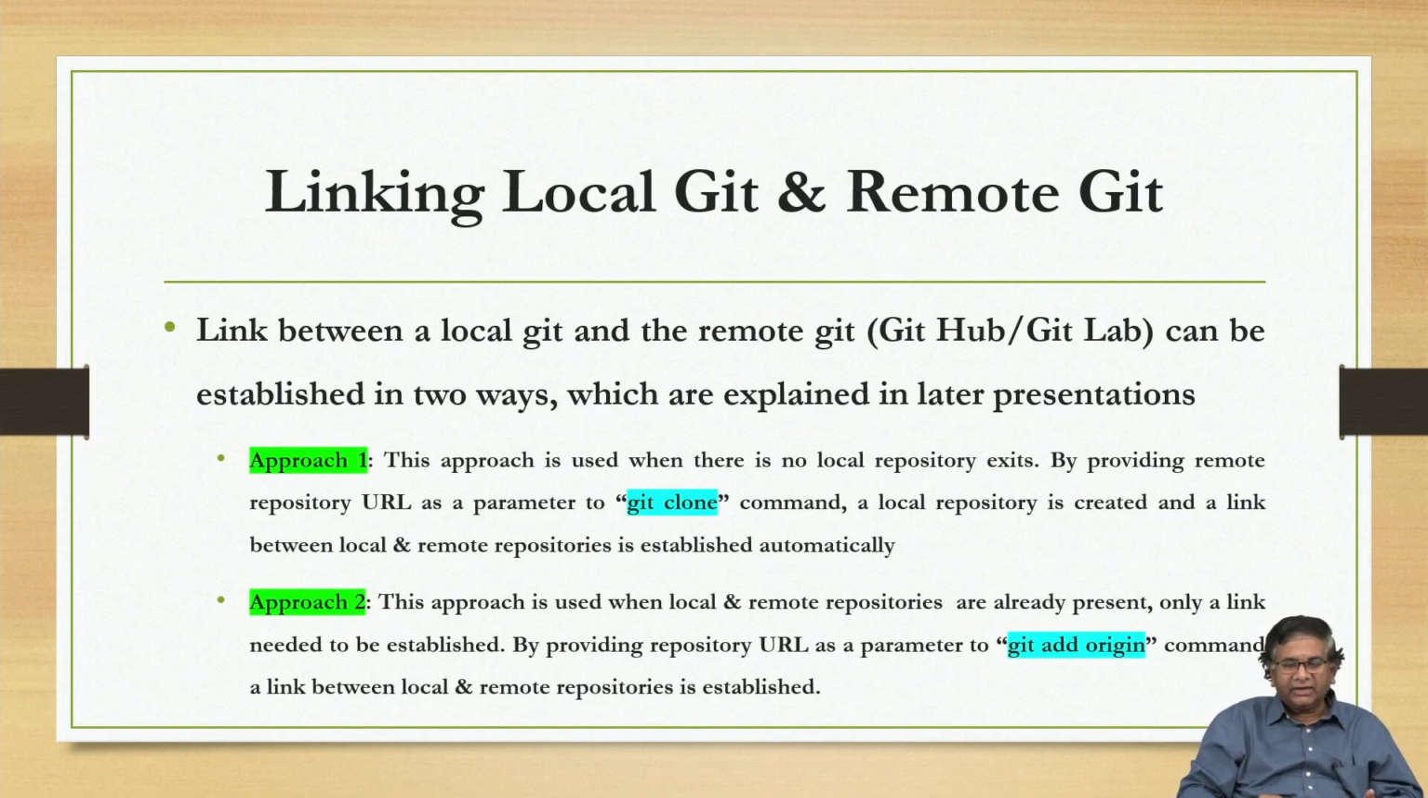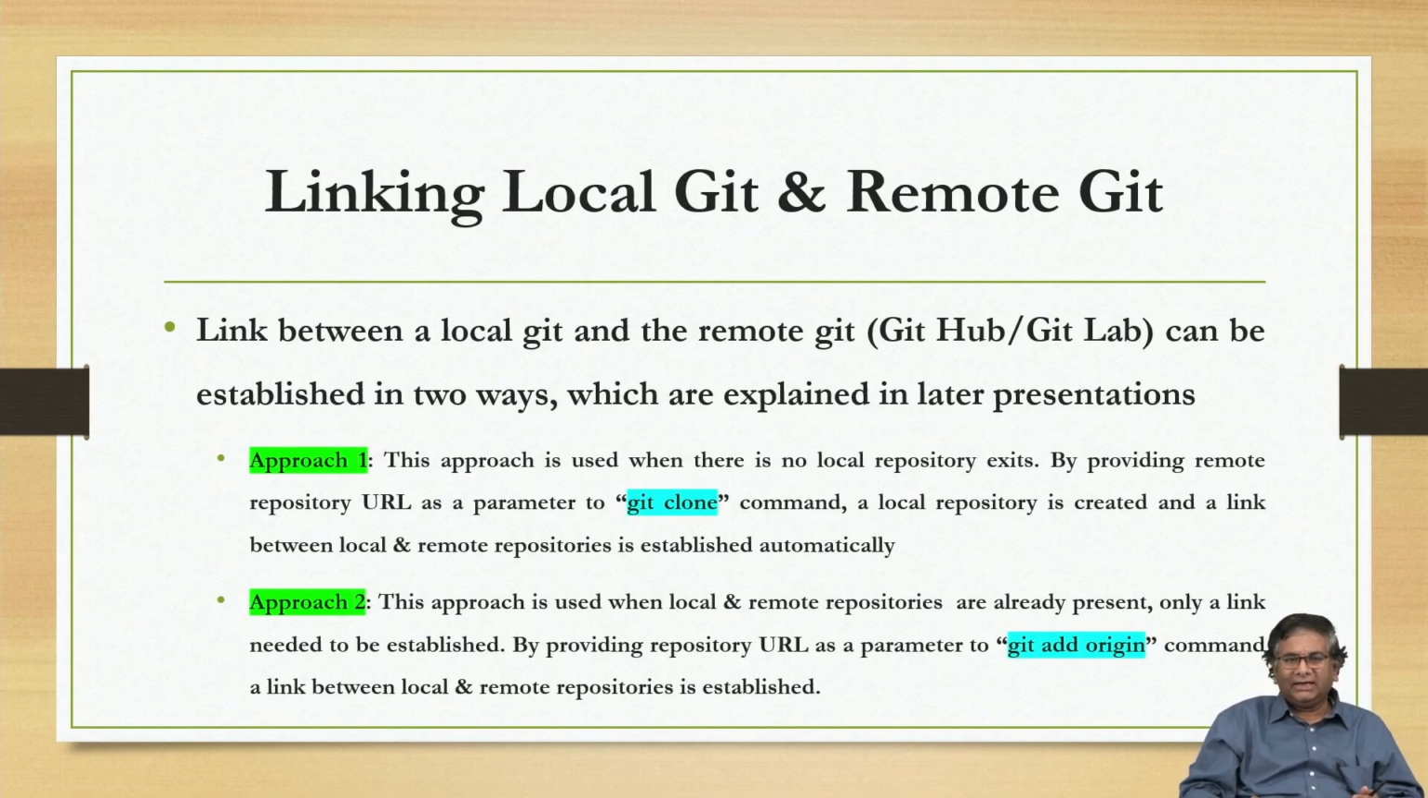So what is approach two? It's kind of opposite. This approach is used when local and remote repositories are already present, and only a link needs to be established. In a way, you have local stuff and you want to establish a link to the remote stuff. In the previous case, I created a remote repository with 3 files, but those 3 files are not there locally, right? But I have some other stuff in the local repository. In this case, I want to establish a link from local to remote. It's kind of opposite to approach one that I discussed a few moments ago. So that is approach two.